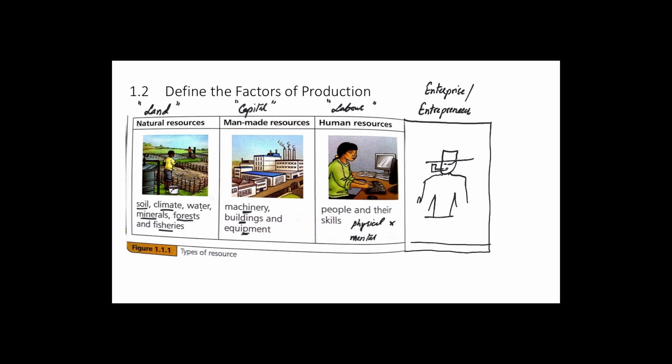Do you remember what was the definition? So our entrepreneur is the risk taker, and he combines and organizes the other three factors of production. Without an entrepreneur, you probably don't have any kind of business that you can run. You have to have an entrepreneur.